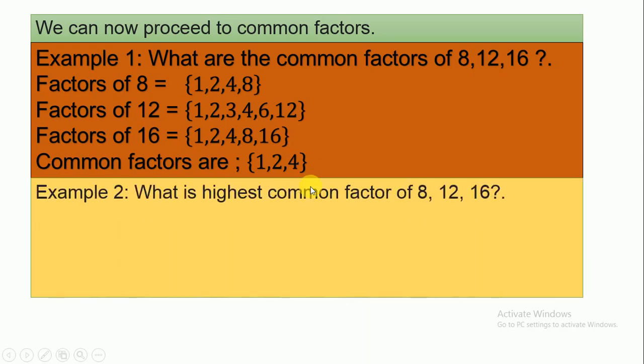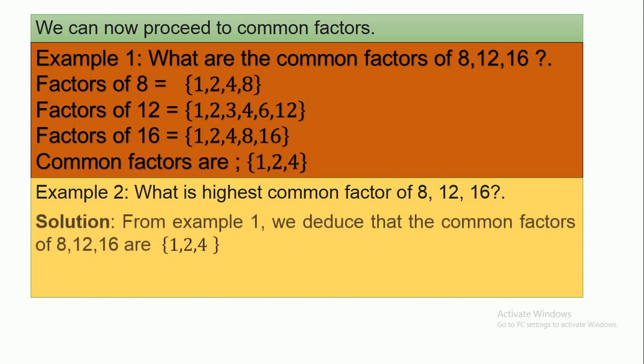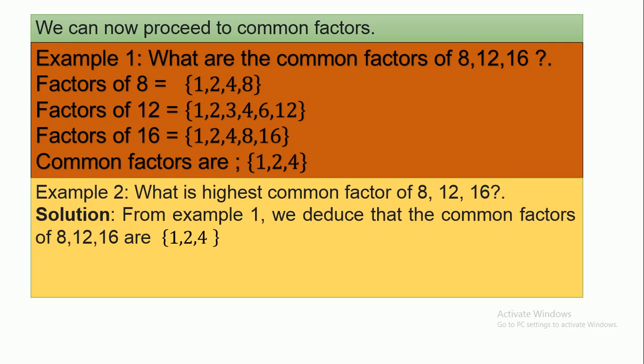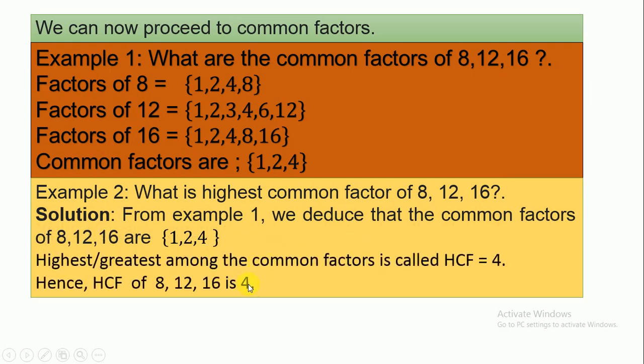Let's look at the second example. What is the highest common factor of 8, 12, and 16? Like we have done in the previous example, we have been able to see the common factors of 8, 12, and 16, which are 1, 2, 4. Out of these 1, 2, 4, which one is the highest? And that's the result, 4.